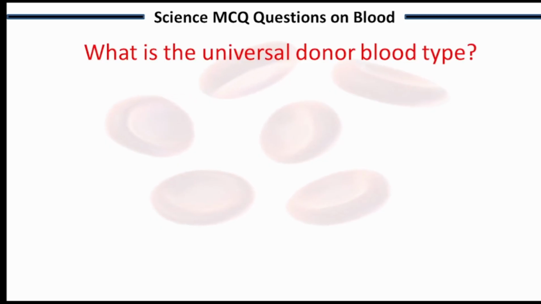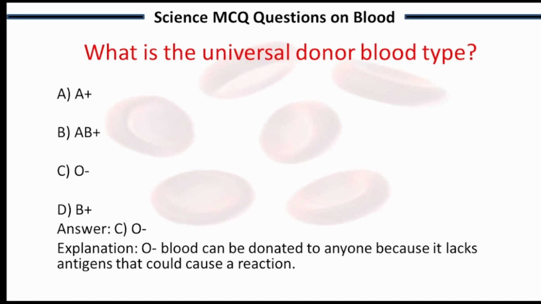What is the universal donor blood type? A positive, AB positive, O negative, B positive. The universal donor blood type is O negative. O negative blood can be donated to anybody because it lacks antigens.